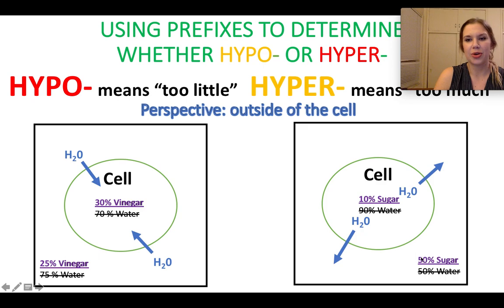Now again, is it hypo or hypertonic? We look at the outside of the cell and see, does it have a higher concentration or a lower concentration of solute? In this case, it has a higher concentration of solute. So we would say that this solution is a hypertonic solution.